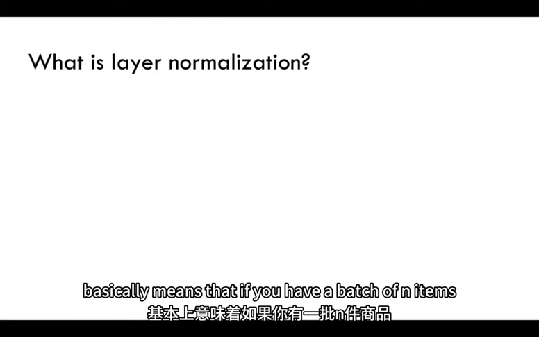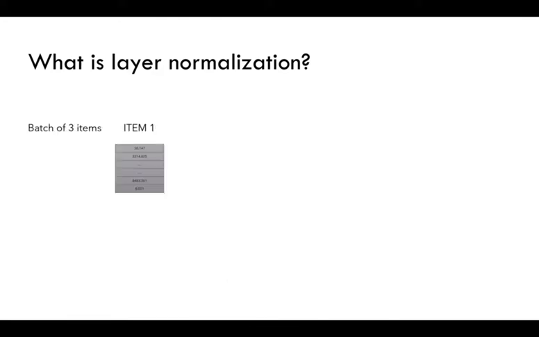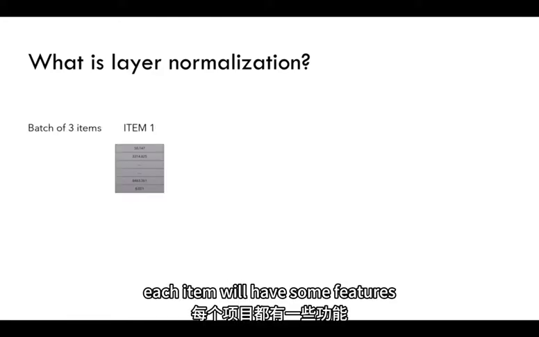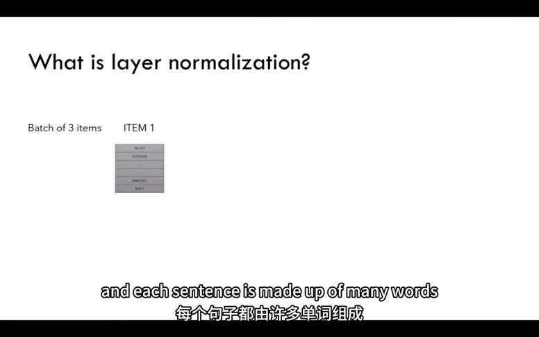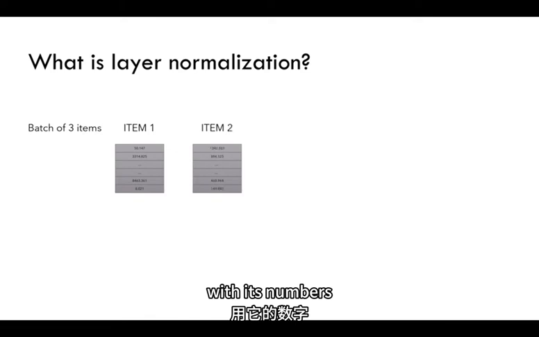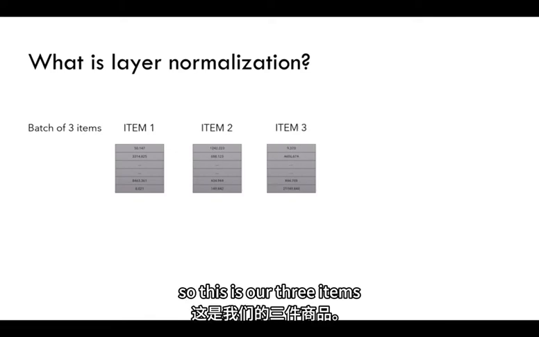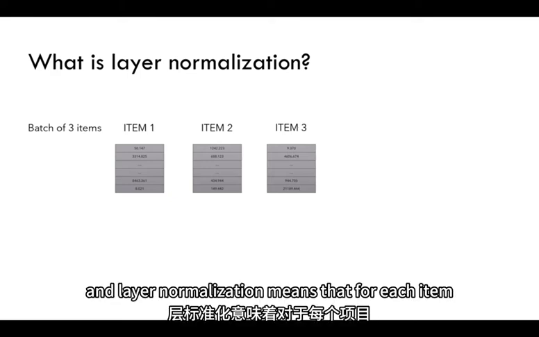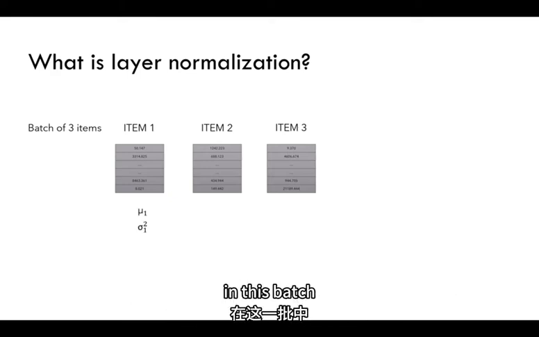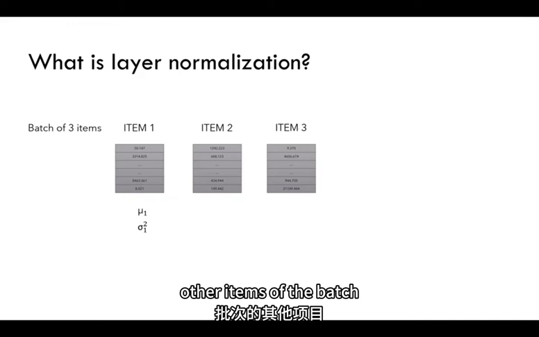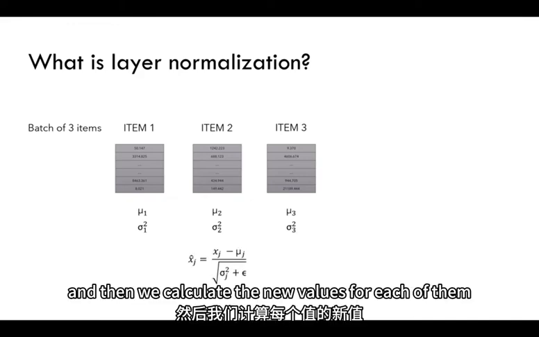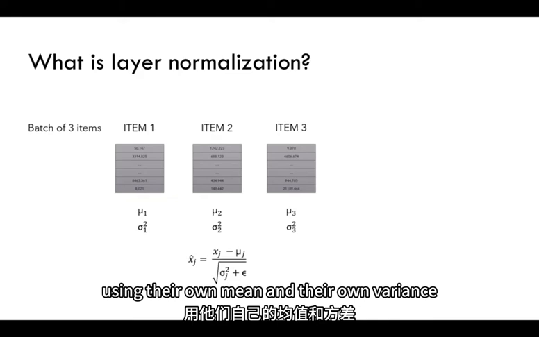So layer normalization basically means that if you have a batch of n items, in this case only 3, each item will have some features. Let's say that these are actually sentences and each sentence is made up of many words with its numbers. So this is our 3 items. And layer normalization means that for each item in this batch, we calculate a mean and a variance independently from the other items of the batch. And then we calculate the new values for each of them using their own mean and their own variance.